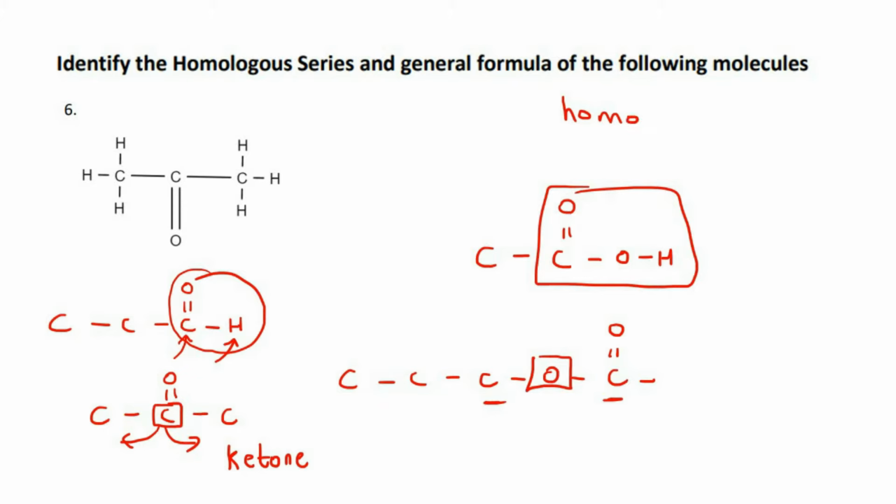The homologous series is going to be a ketone. Now we need to work out the general formula. So you can memorize it or we can try to figure it out. So I'm going to try to figure it out. So there's 3 carbons, 6 hydrogens, and an oxygen.